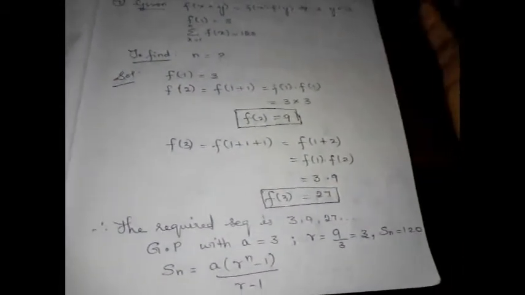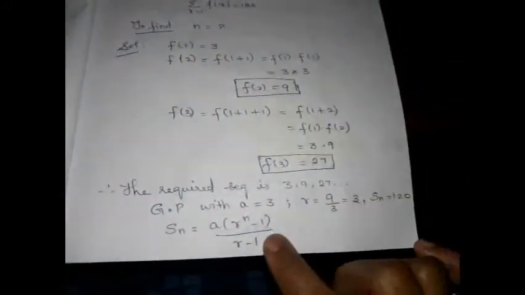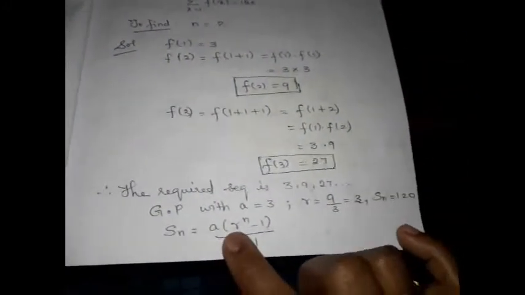How is Sn 120? Because it is given that the summation of f(1), f(2), etc. is 120, which means if we add all these numbers we get 120, which is nothing but the sum. So the sum to n terms is 120. What they asked you to find is n. If we substitute the values of a and r in the Sn formula, we can find n. That's it. Hope you understood.